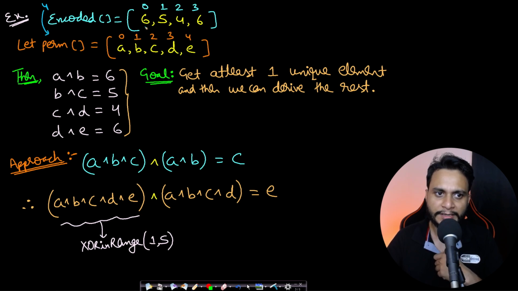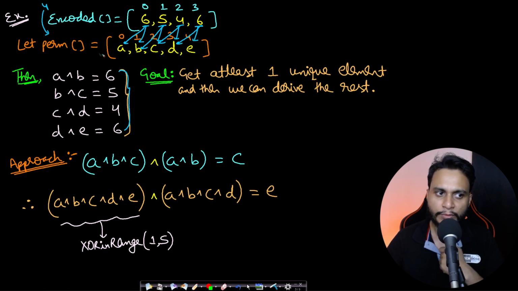Now in this case, this 6 will be equal to A XOR B. This 5 will be equal to B XOR C, and this 4 will be equal to C XOR D. This 6 will be equal to D XOR E. That is what I have listed here. If you can see, I have listed it here. Now this is the information which is provided to us.